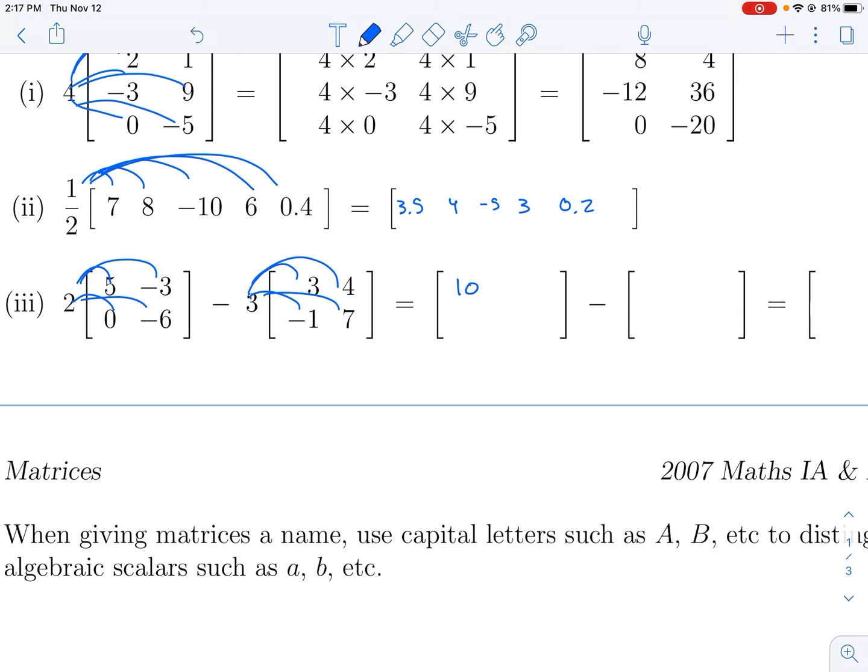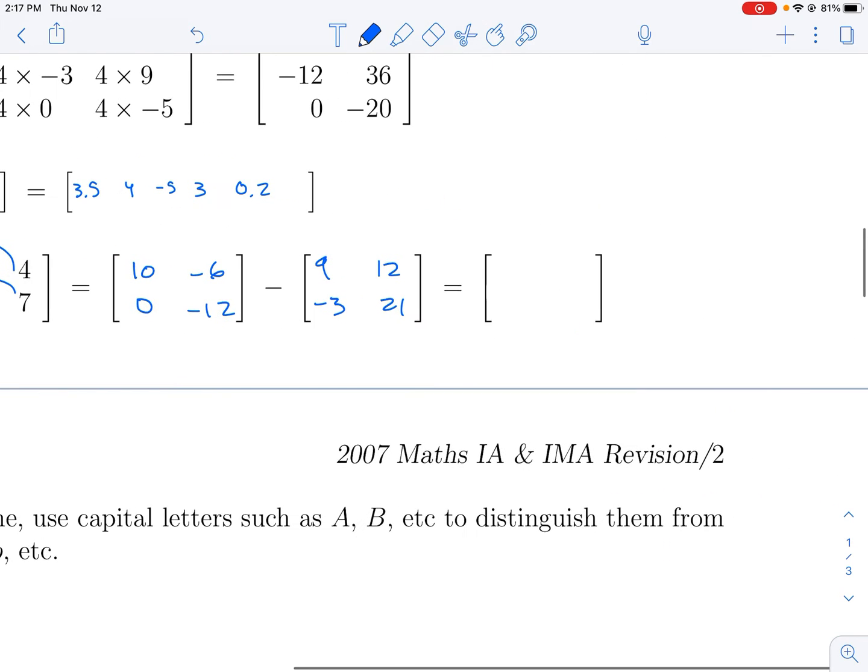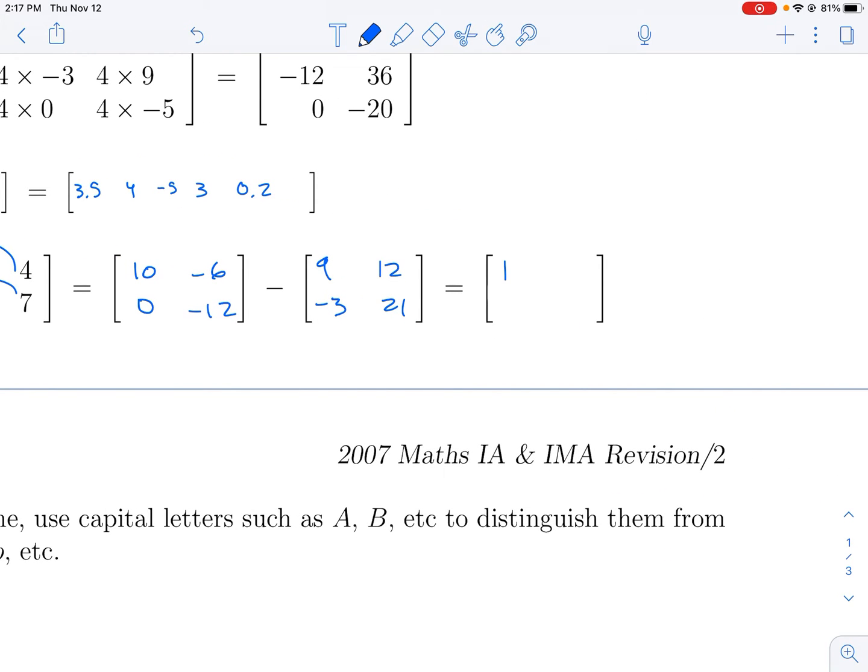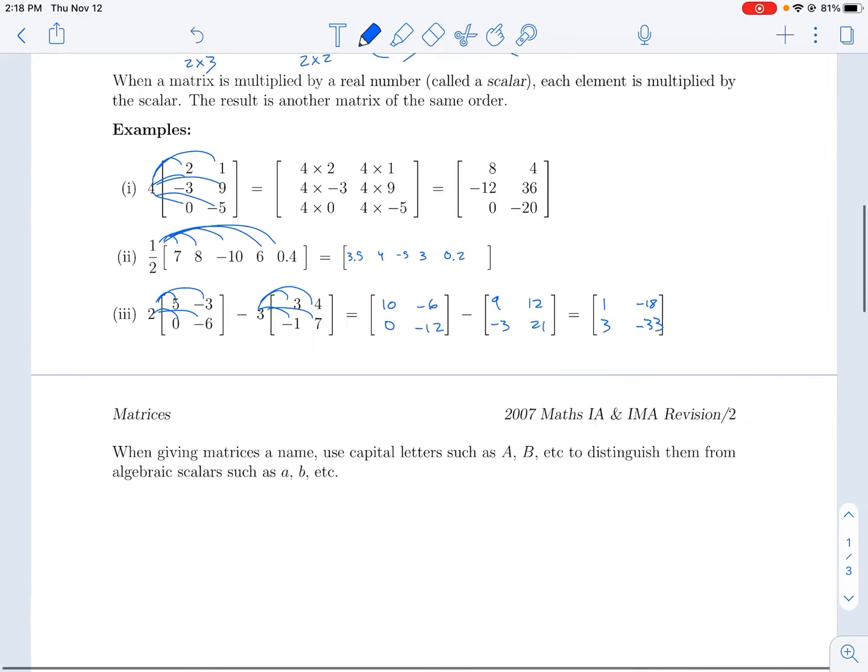So you can get 10, negative 6, 0, negative 12. My other one's going to be 9, 12, negative 3, and 21. And then I'm going to subtract them. 10 minus 9 is 1. Negative 6 minus 12 is negative 18. 0 minus negative 3 is 3. And negative 12 minus 21 is negative 33. Voila. So there you go.